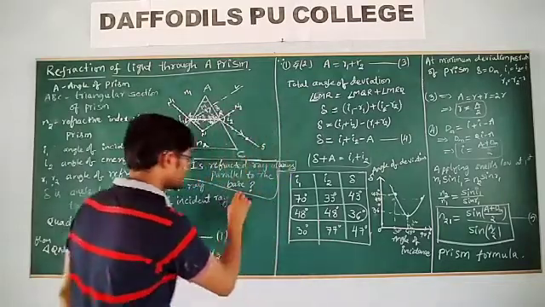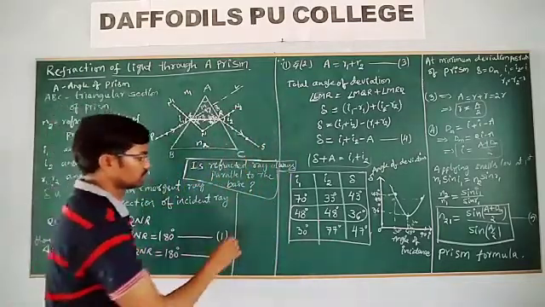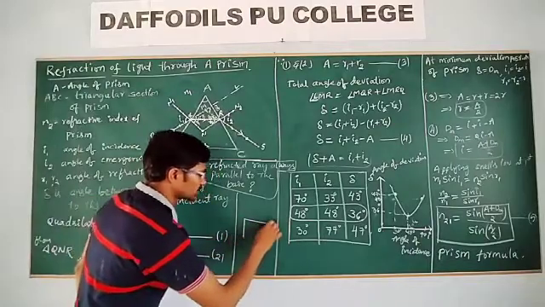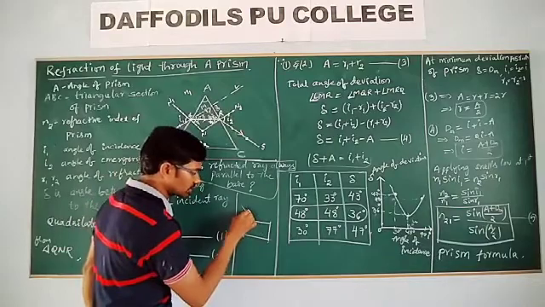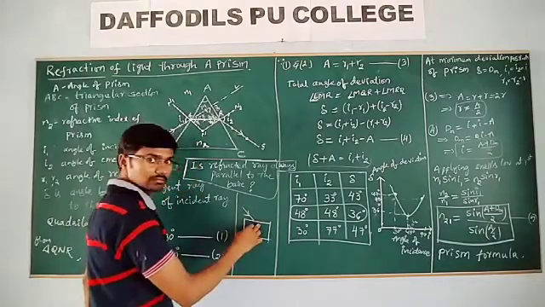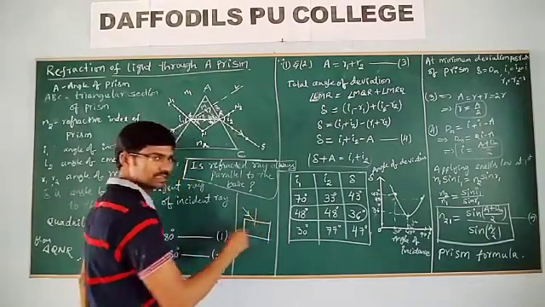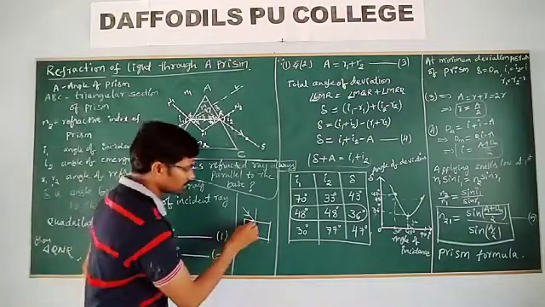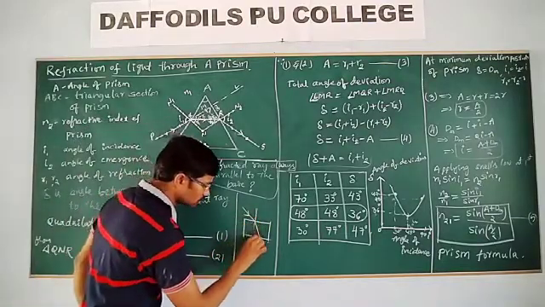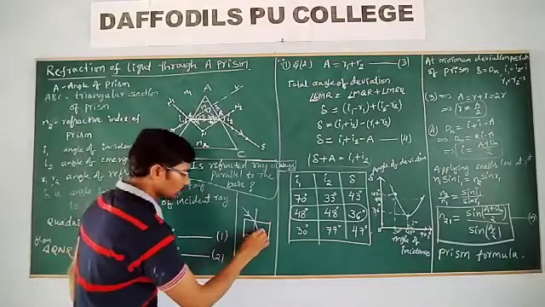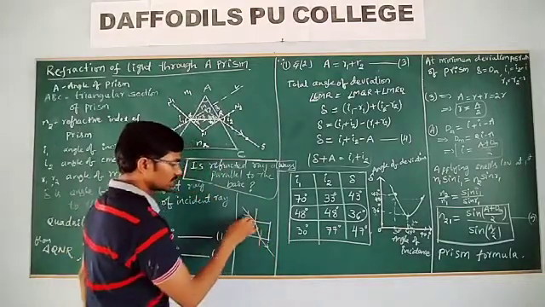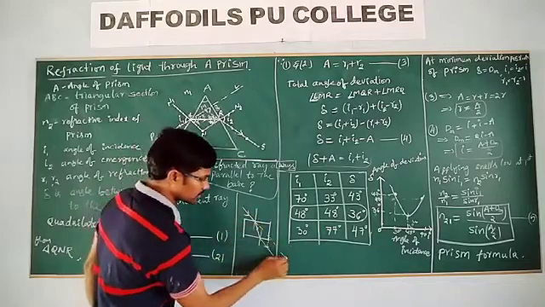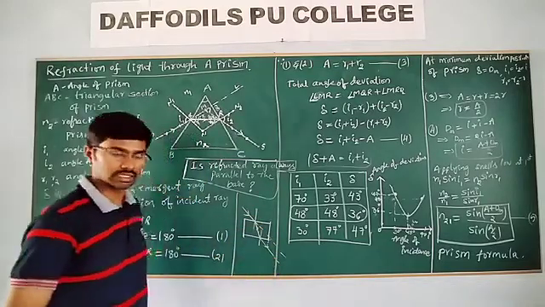Let me draw a diagram here. If you have taken the glass slab, light first is incident on the first face of the glass slab, and gets refracted inside, and again emerges. So, incident ray extended. This is the emergent ray.